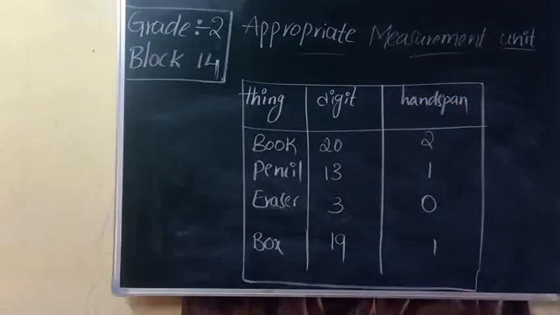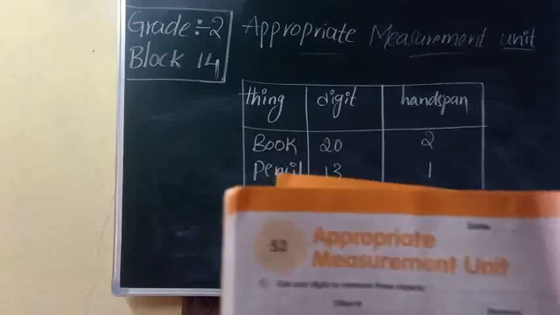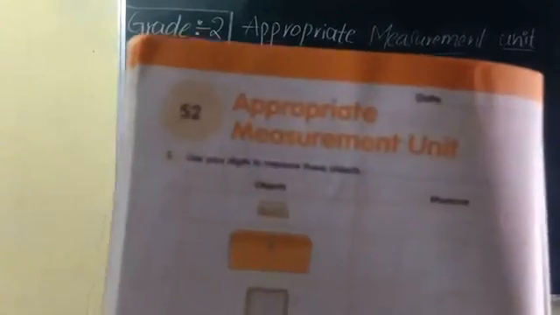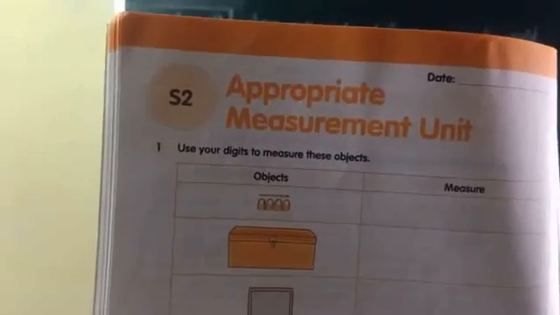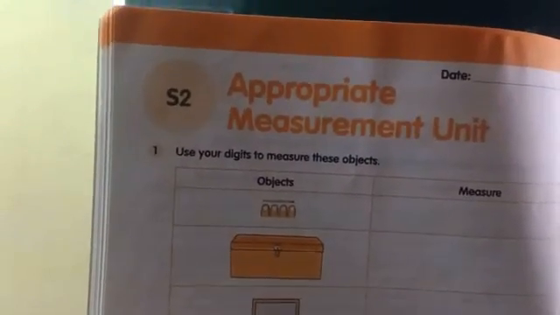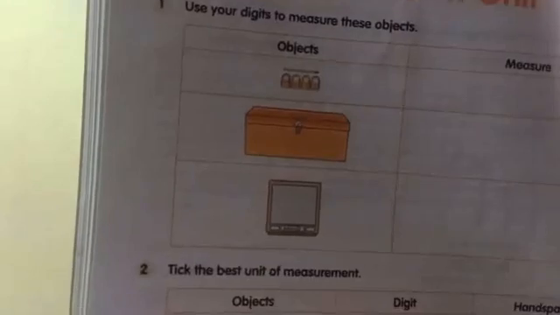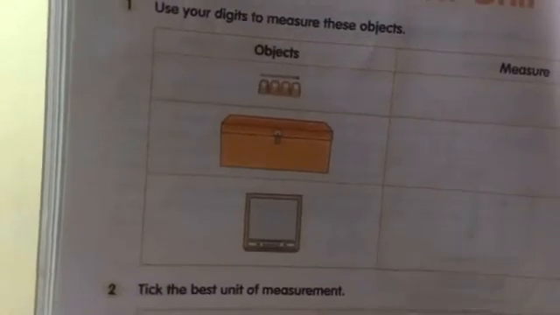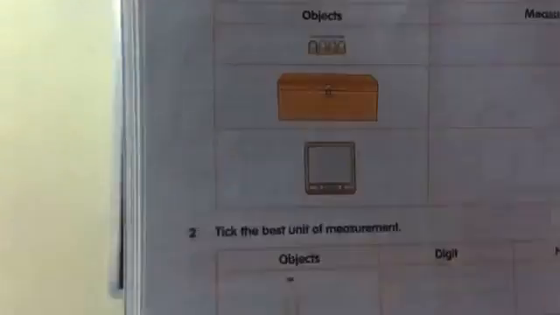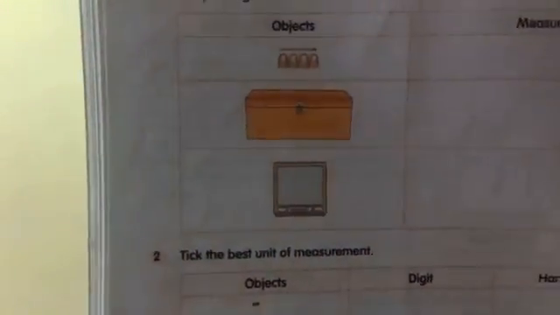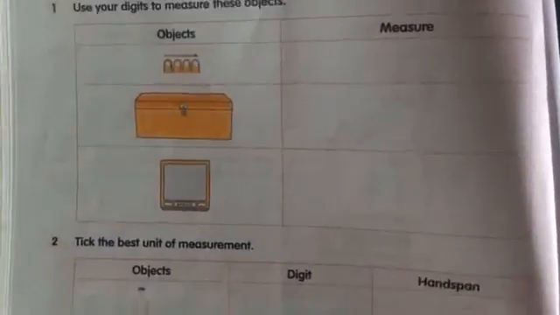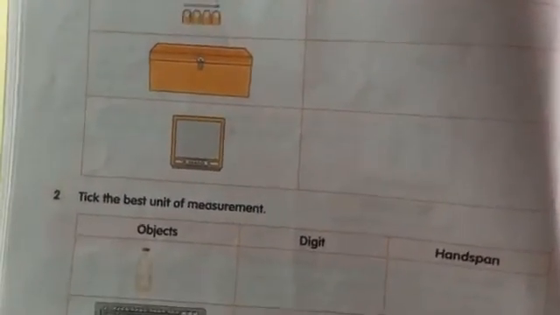Now everyone open your text volume, page number 32, appropriate measurement unit. So here you have, put today's date, everyone. And the first question, use your digits to measure these objects. So you have to use digits to measure the object. How do you have to use them? Like this, you have to use the digit. So everyone measure and write the number of digits.